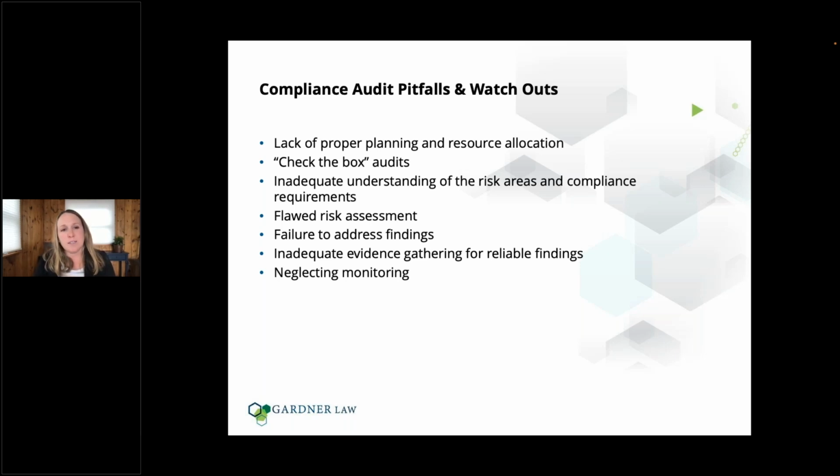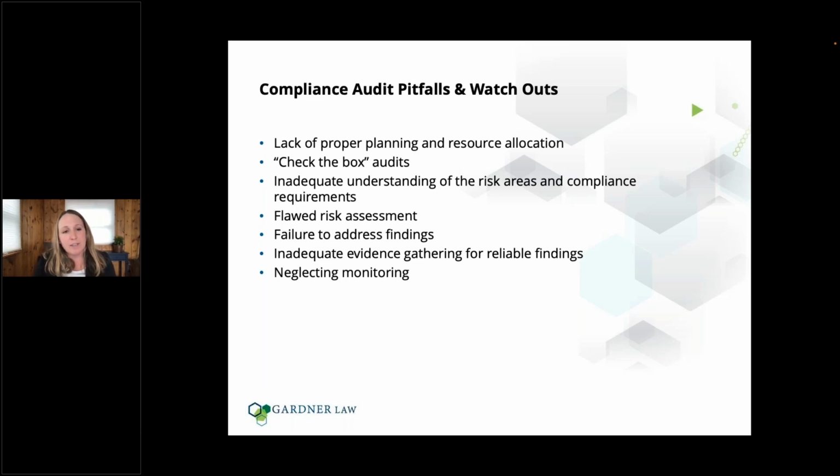A flawed risk assessment. If we do a risk assessment and we don't identify all the risk areas that apply, and maybe we're auditing based on those flawed assumptions, we're probably going to be auditing the wrong areas. We're probably going to be missing our high risk areas, and maybe we'll be auditing something that really doesn't matter. That's how the audits flow into the risk assessment.